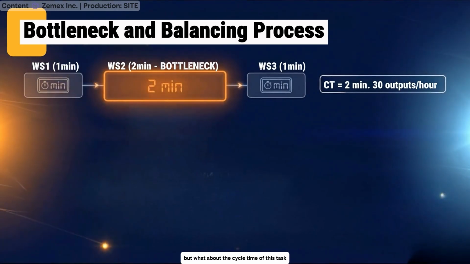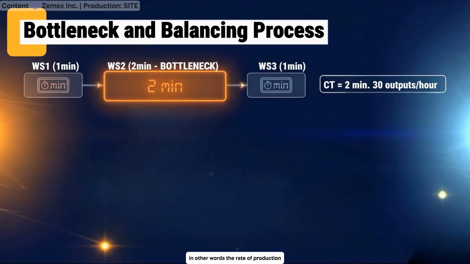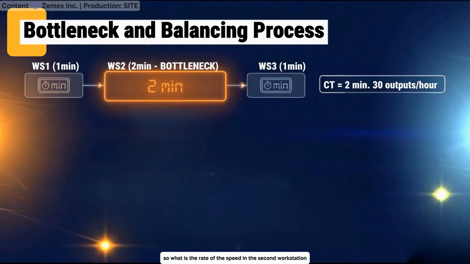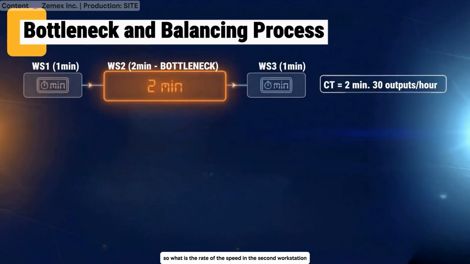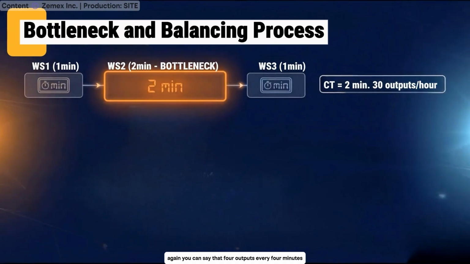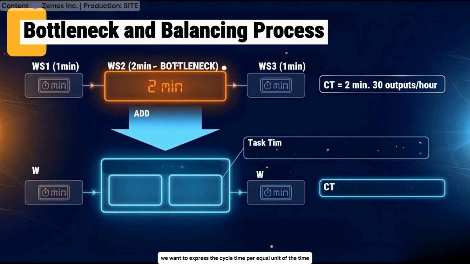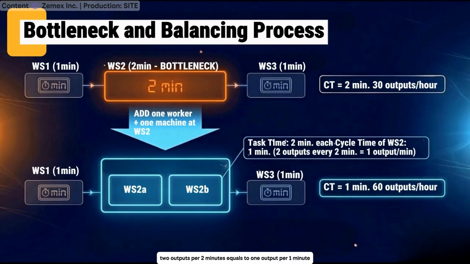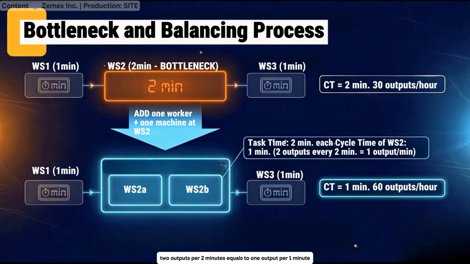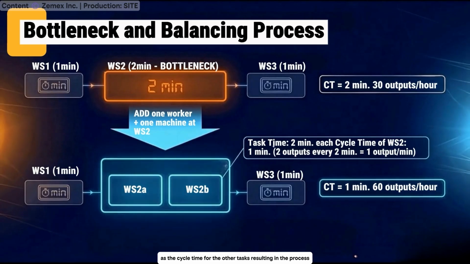But what about the cycle time of this task? Again, cycle time is a mathematical concept of speed, in other words, the rate of production. So what is the rate of speed in the second workstation? Mathematically, 2 outputs every 2 minutes. Again, you can say 4 outputs every 4 minutes. But as we discussed, we want to express the cycle time per equal unit of time, which is 1 minute. 2 outputs per 2 minutes equals 1 output per 1 minute mathematically, isn't it? Now the cycle time of the second task is 1 minute, the same as the cycle time of the other tasks, resulting in a process cycle time of 1 minute.